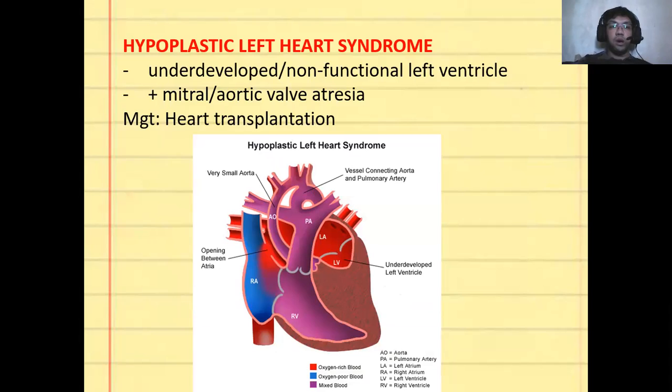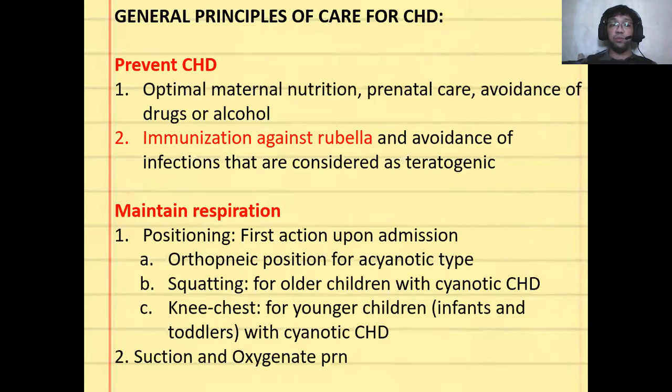Now we go to the last one, hypoplastic left heart syndrome. There is an underdeveloped or non-functional left ventricle. See, there's no left ventricle existing in this type of defect. And there is possible mitral or aortic valve atresia. So there's atresia, there's a closure of both the mitral and or the aortic valve. So how is the child going to survive with this?